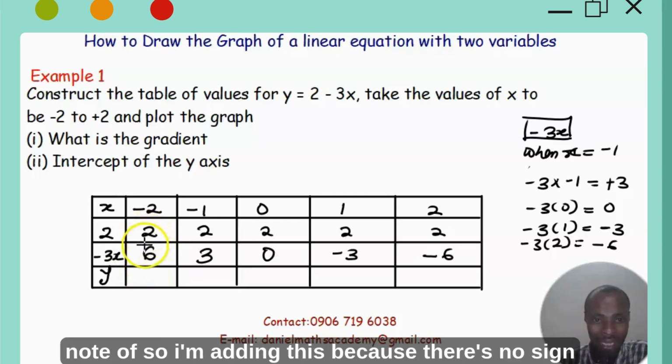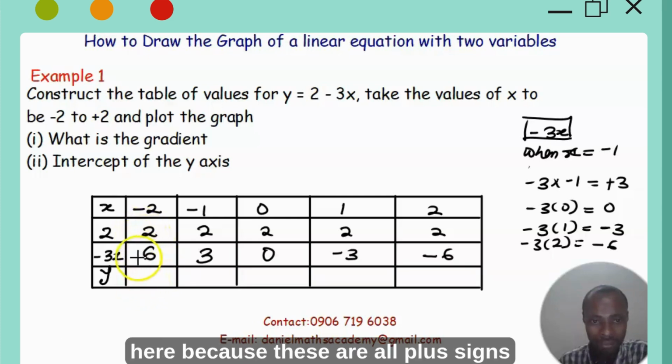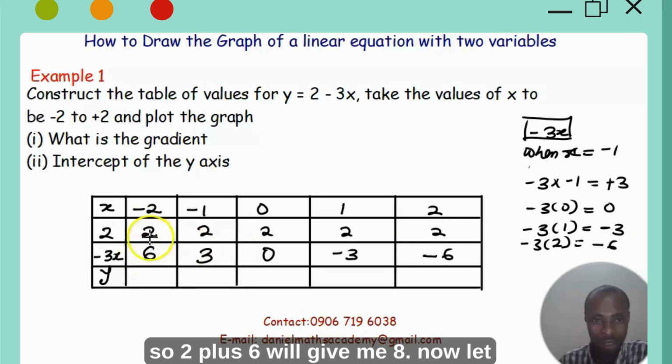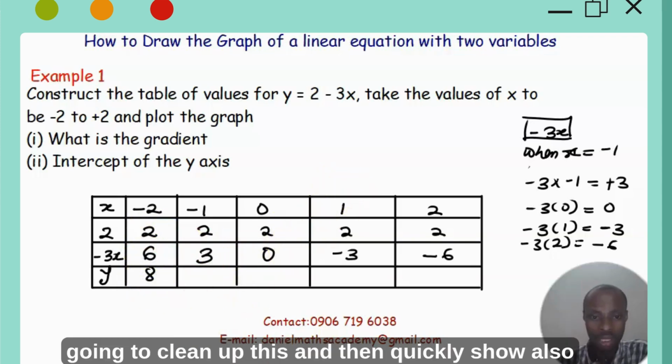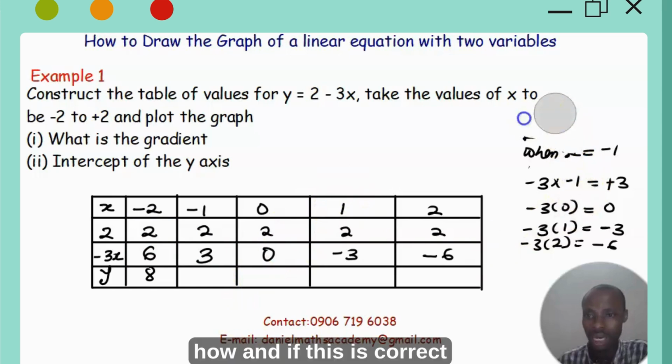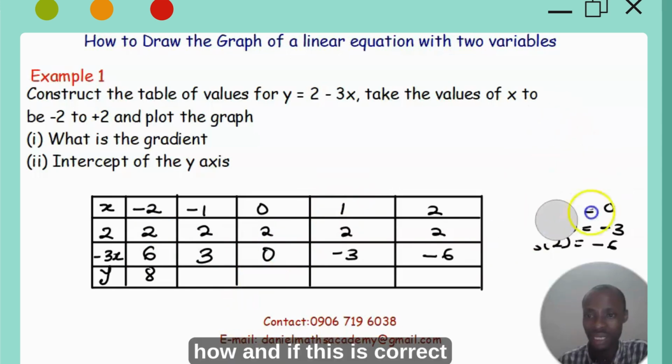So I'm adding this because there's no sign here. Take note, these are all plus signs. So 2 plus 6 will give me 8. Now let us see if this is correct. So I'm going to clean this up and then quickly show us if this is correct.